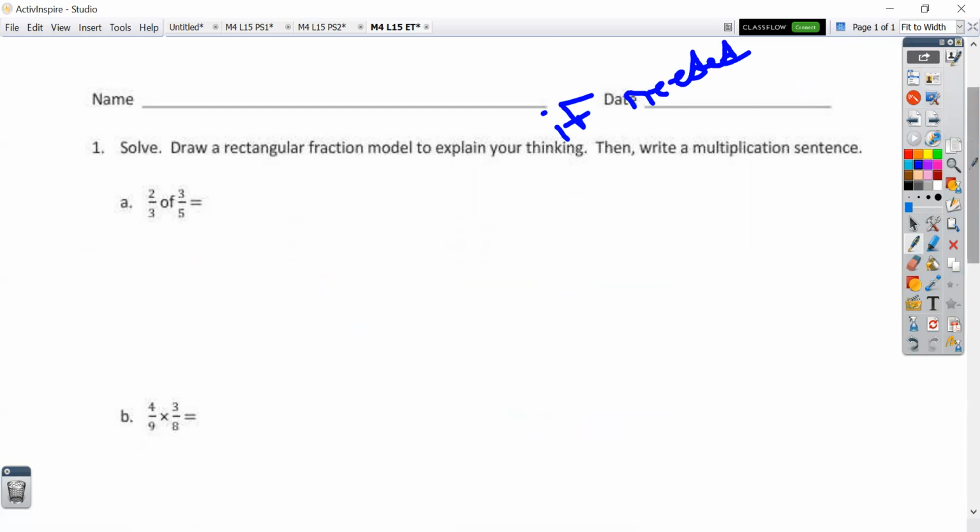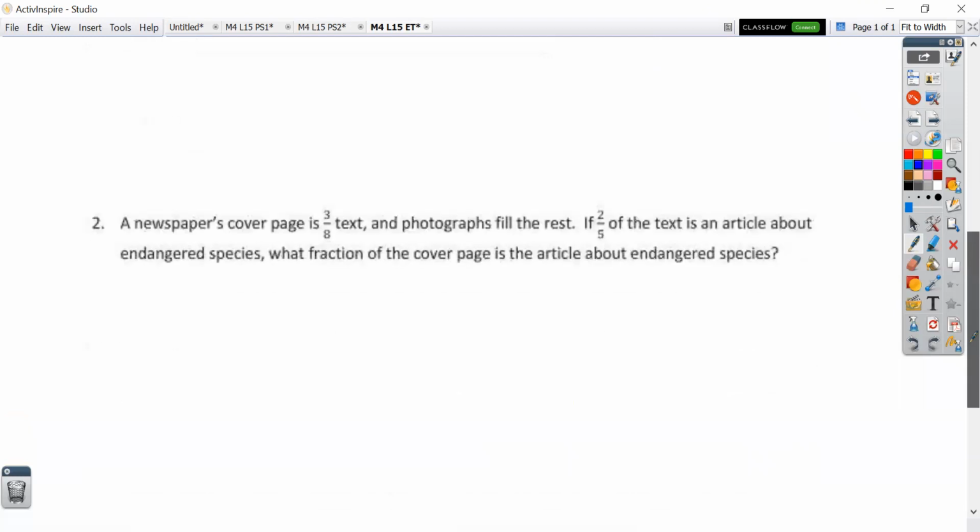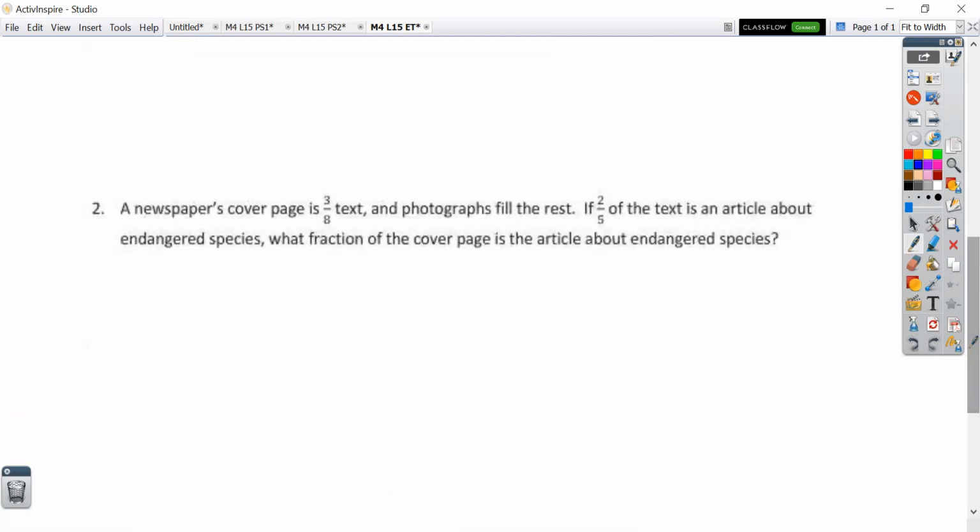So if you want to try to solve using just your multiplication and numerical method, go ahead. And then I also want to add the directions of simplify. We want to simplify as well. And then there's a word problem. Be careful with this. It might be trying to trick you.